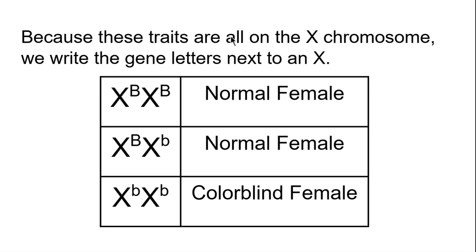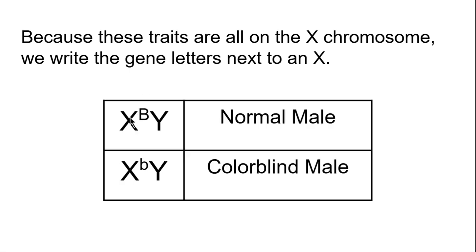So because these traits are on the X chromosome, we write the gene letters next to the X. And notice, in order to be a female, you've got to have two X's. So there's actually three different combinations we can have. We can have big B, which is normal, or little b, in which case they would be colorblind or have whatever other disease we're talking about.